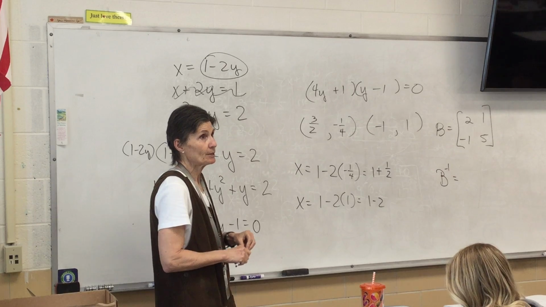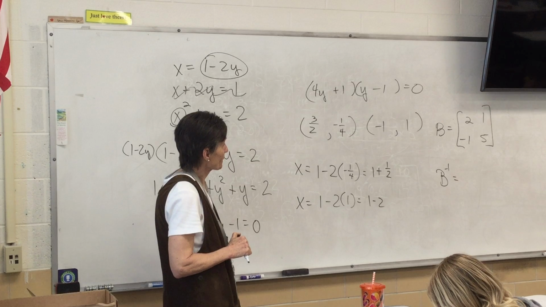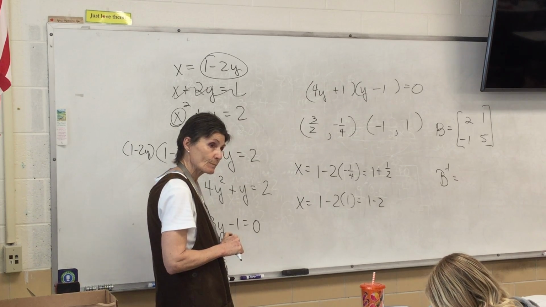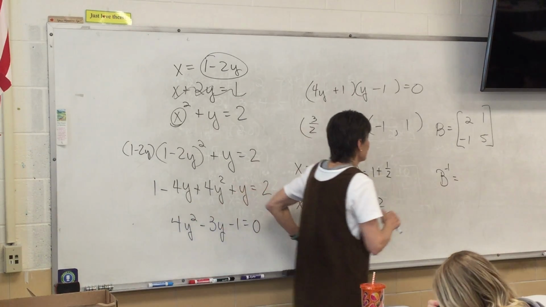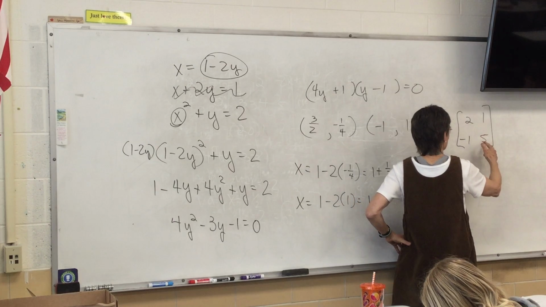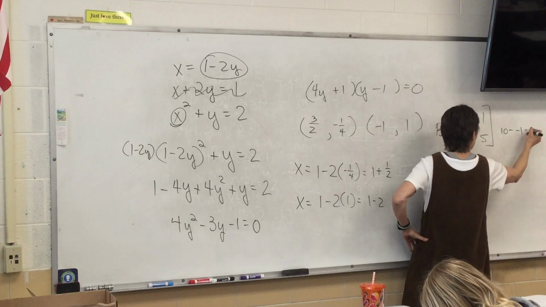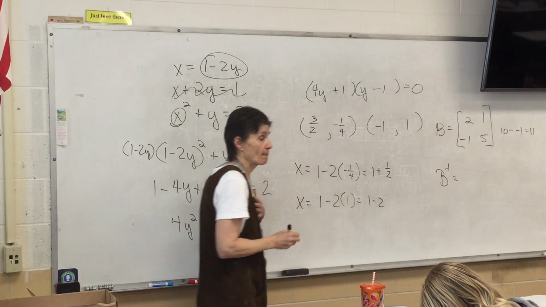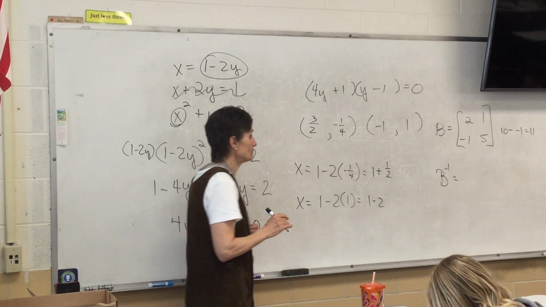Who remembers how to do this? Alexis? Don't you have to solve the, like, you know what you mean. I have to find the determinant. Yes. And so the determinant of this thing is going to be 10 minus negative 1. Did you get 11? For the determinant? Now I'm going to hang on to that number.